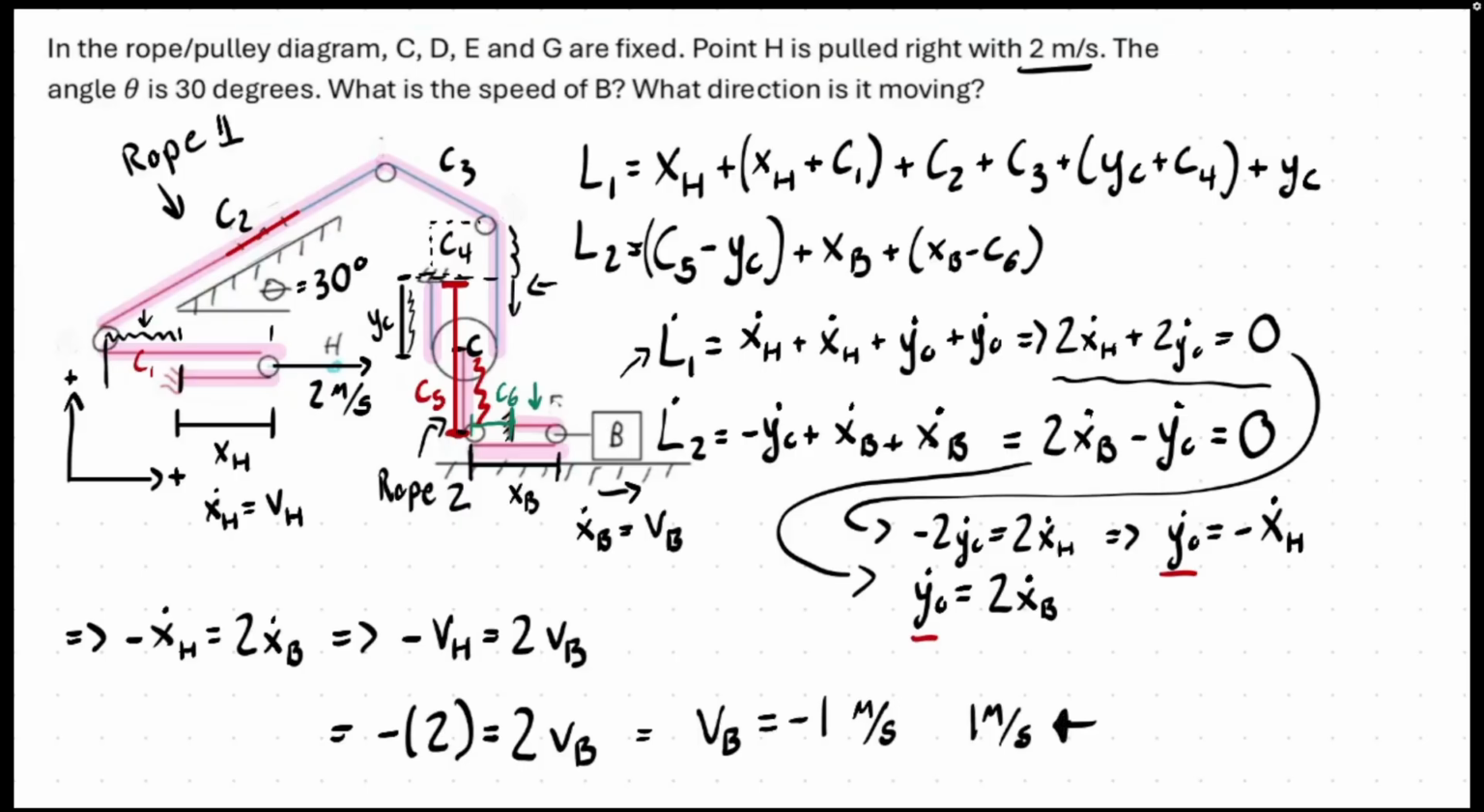Let's see if that makes sense. Is there a way it could be moving to the right? Not really, because B is locked in place, and as that cord gets pulled up, B is going to be pulled to the left. So I think it makes sense in my head, and I think this is the correct answer. And that's going to be the end of this video.